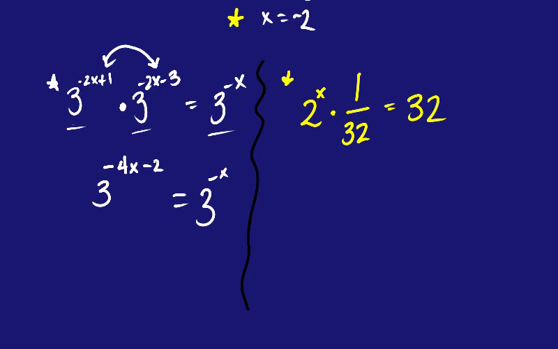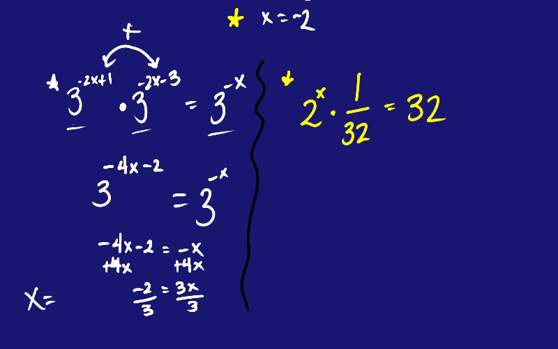Now you have one exponential on each side, and then you can set the exponents equal to each other. Before, you didn't really have an opportunity to do that because you didn't know which exponent would equal negative x. By using properties of exponents and adding those two things, you're able to have one exponential on the left and one on the right. So you can say negative 4x minus 2 equals negative x, and we can solve that. So plus 4x. I have negative 2 equals 3x. I divide by 3. x equals negative 2/3.